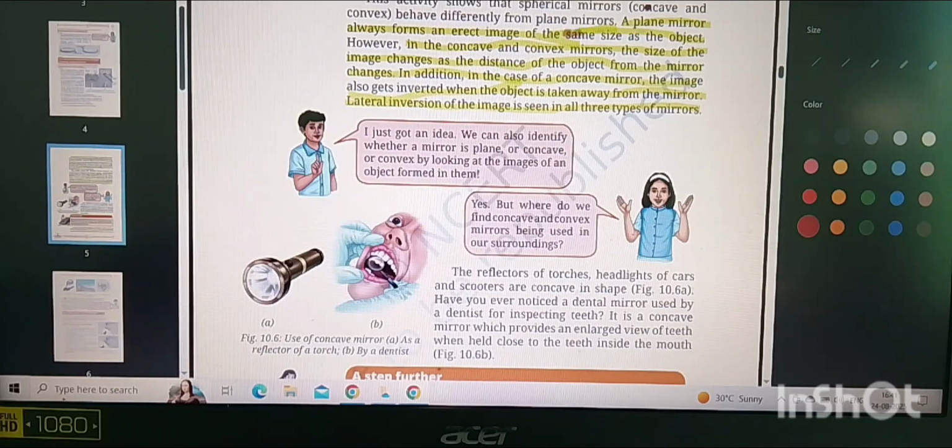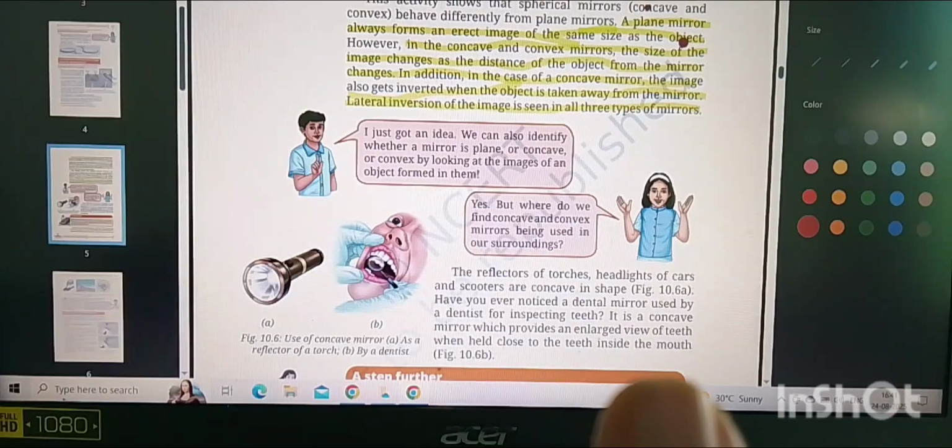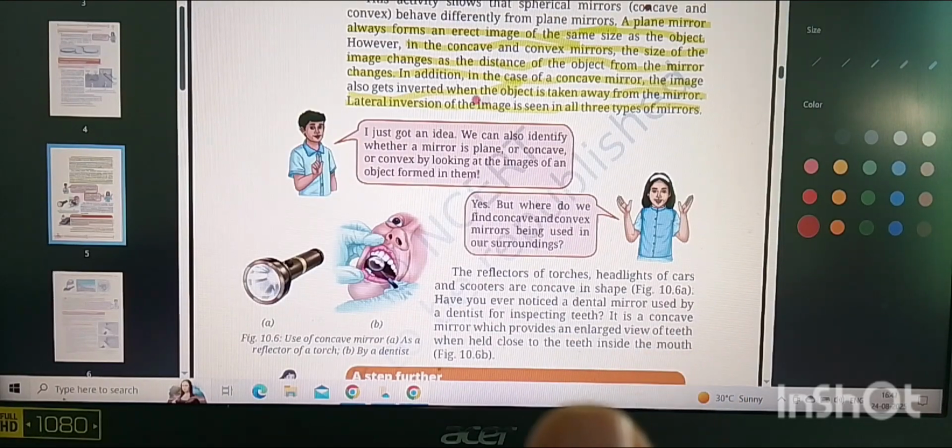Here, a plane mirror always forms an erect image of the same size as the object. That is something we already know, because when we look at a mirror, the image size is the same as the object size, as we know when we look at our own image. We will also always find lateral inversion of the image seen. What is lateral inversion? The right side appears left and the left side appears right. That also we know.